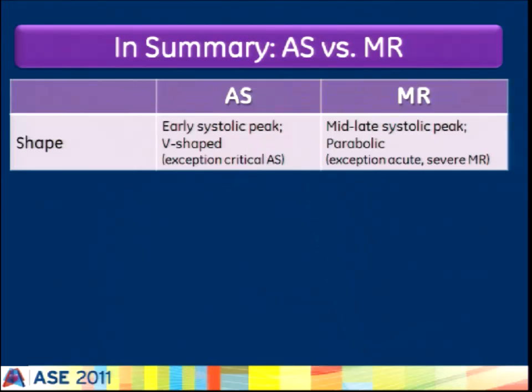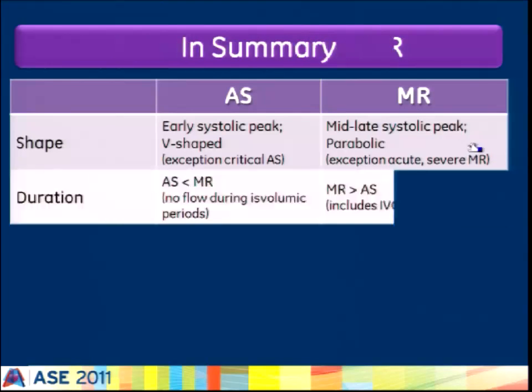So in summary, the way we can differentiate aortic stenosis from mitral regurgitation, remember we look at the shape of the signal. In aortic stenosis, most commonly it peaks in early systole and it's V-shaped, with the exception of critical aortic stenosis, when it tends to be more rounded in shape. The mitral regurgitation signal will peak in mid to late systole and will be parabolic in shape, again with the exception of patients who have acute severe mitral regurgitation.